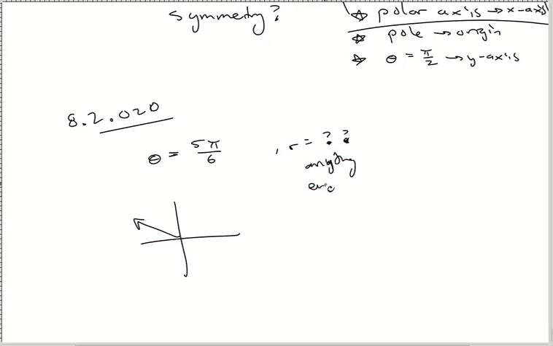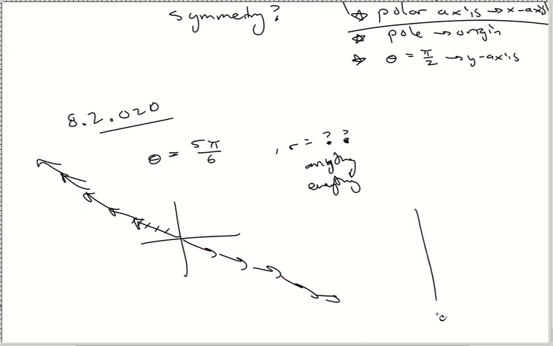r could be everything. I could keep going 1, 2, 3, 4, 5, 6, 7, 8, 9, 10, 100, a million, a billion, whatever. I can also go negative. They never said that I couldn't go negative. Notice what we got here. Let me graph this for you as best I can.